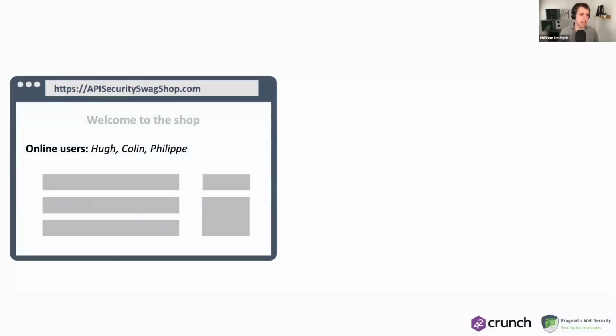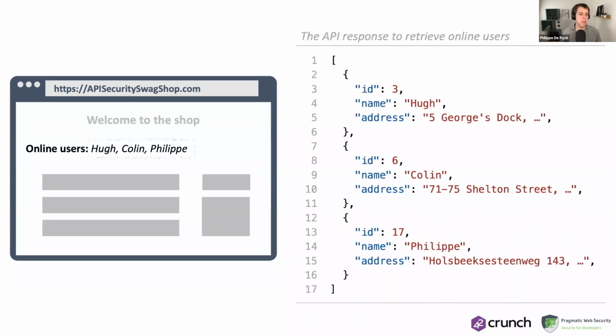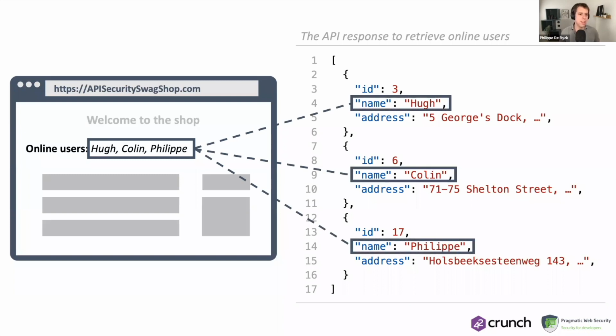Let's talk about the API security swag shop, for which I've not included the abbreviation, by the way. We have a list of online users. So apparently we 3 are online in the shop, and that's pretty awesome. Nice, right? Where does this information come from? Well, there's an API endpoint to collect online users, and there's a name of the user right there. And we insert that name into the Angular front end. Very easy, very nice piece of code, and we're pretty much done.